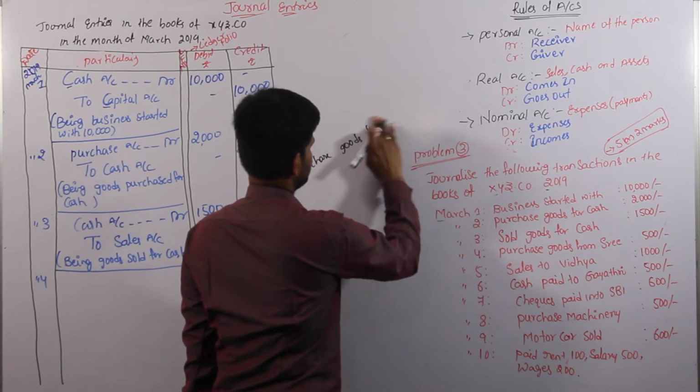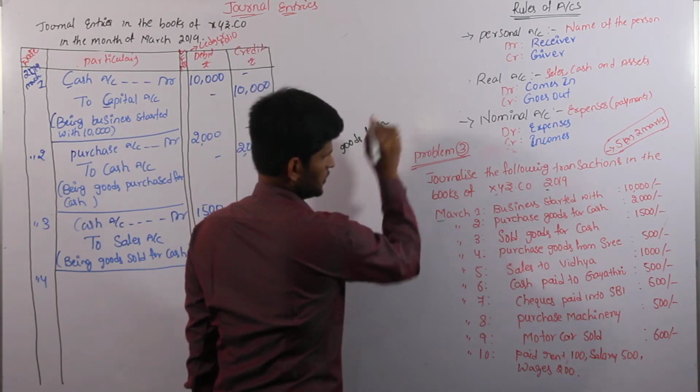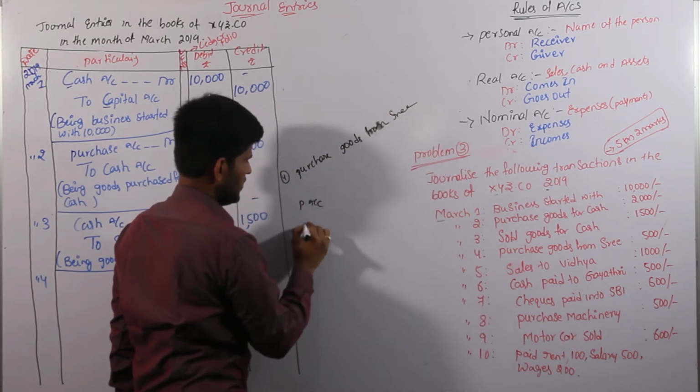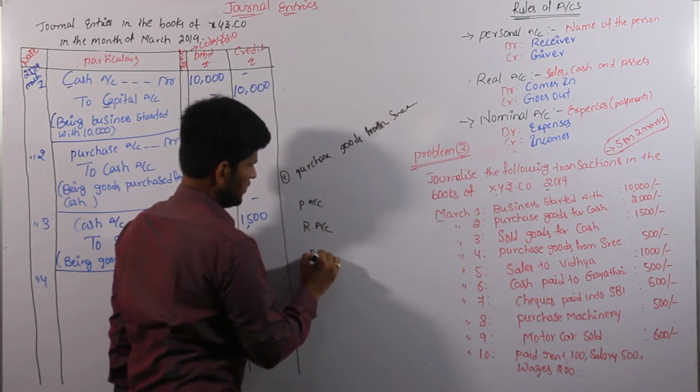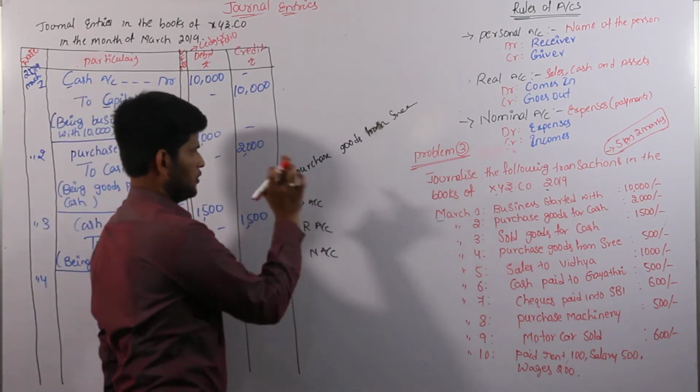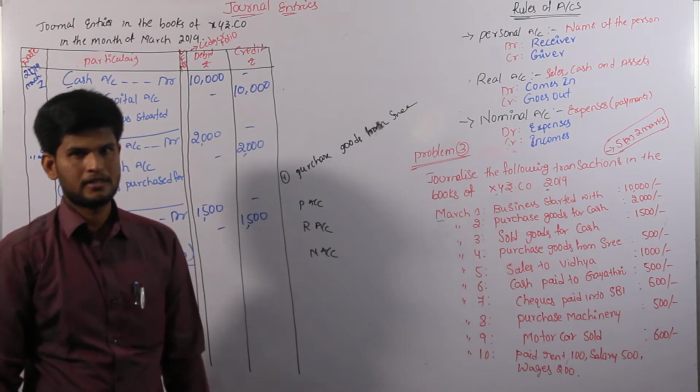goods from Street. We can satisfy the three rules again: personal, real, nominal account. And come to the first one. The rule is, and the important one, personal account.